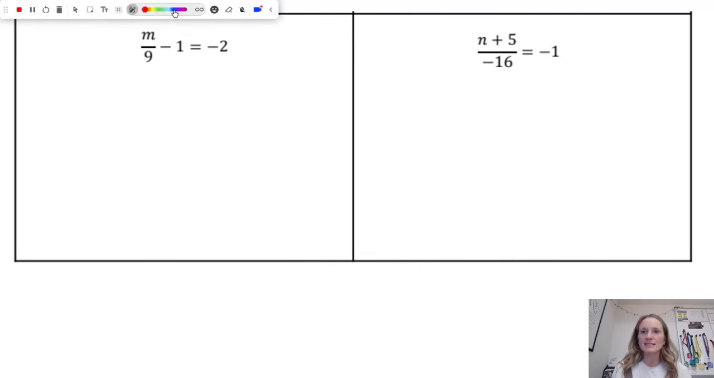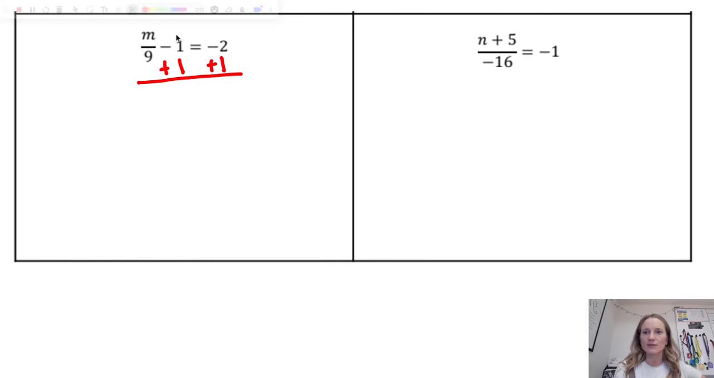All right, in this next example, it's a little different. The variable is all by itself in the numerator, so I don't have that grouping that I need to undo first to get to my variable term. So in this case, I can start with the addition and subtraction because the addition and subtraction are not in the numerator with the variable. So I'm going to start by adding 1 to both sides.